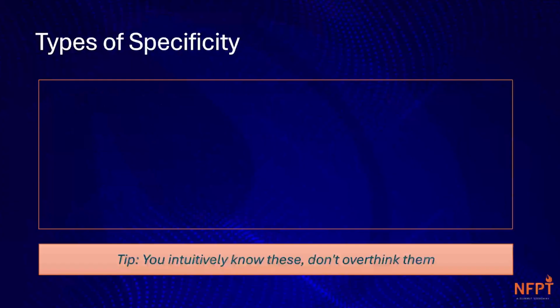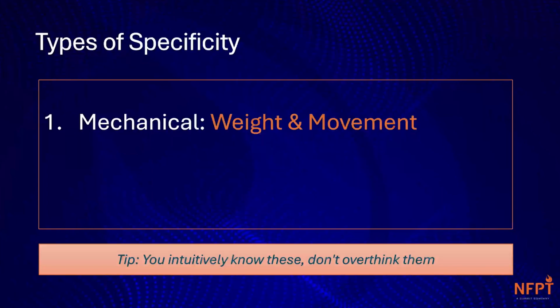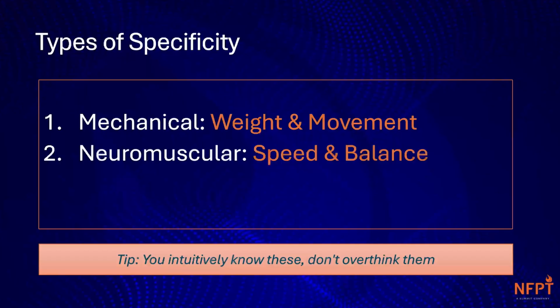Let's start by taking a look at the three types of specificity. Now, here's a tip for you. You intuitively know these, so try not to overthink the terms and just think broadly what they mean. First is mechanical specificity. And this is the one that you're probably most familiar with. Mechanical specificity refers to the weight and movement of an exercise. So, how much weight is the client lifting and what is the movement? Are they doing a squat? Are they doing a push up? And how do we make sure that closely mirrors what they're trying to accomplish?